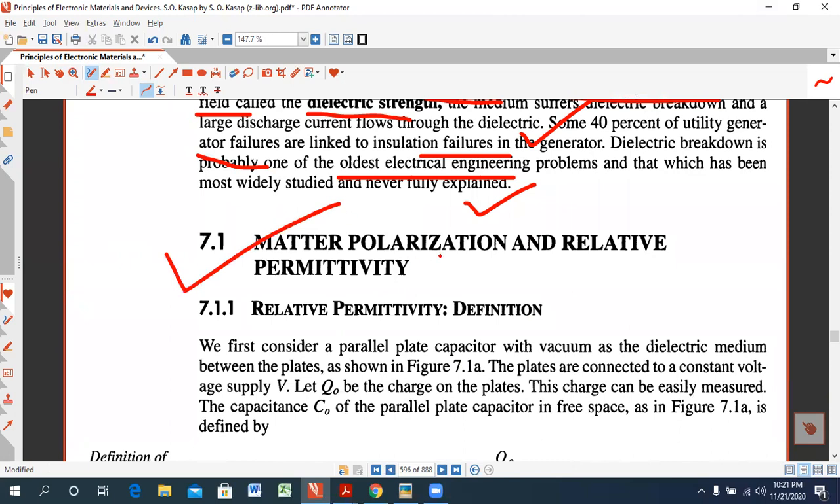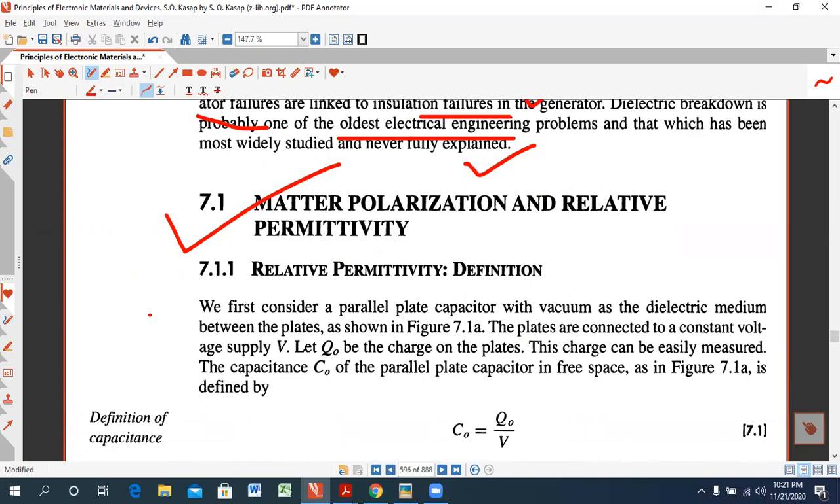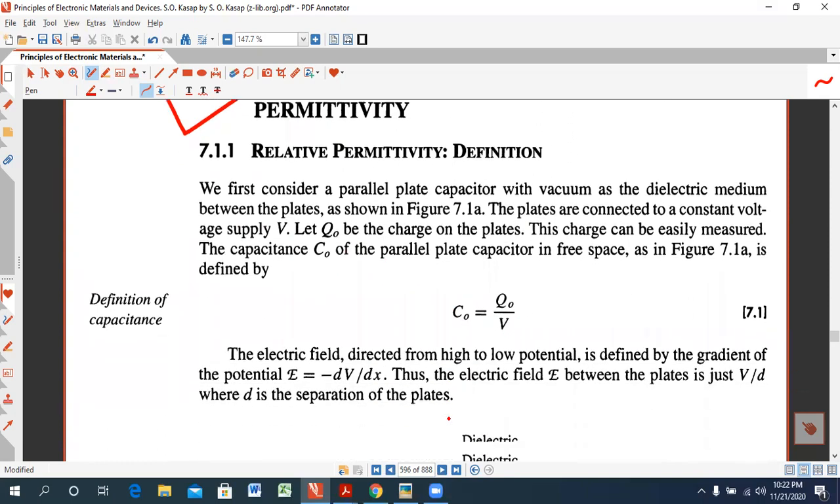That is the matter of polarization and relative permittivity. If we have a capacitor C with charge Q naught, then from the definition of voltage, V equals Q divided by C. So we can write C naught equals Q naught divided by V. A very straightforward formula from the definition of voltage.